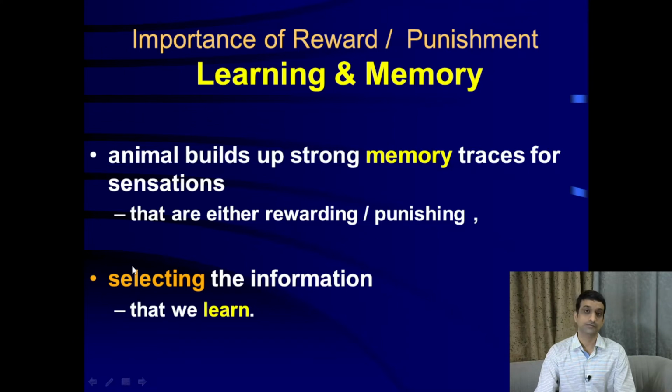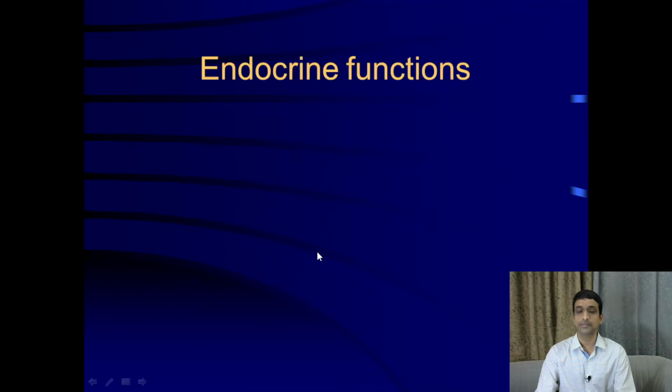Then what study material to select to learn also depends upon the fear, the rewarding and punishment areas. So what to learn, from whom to learn, all depends upon the animal's feel of reward or punishment. Then the last function of the limbic system is endocrine functions.